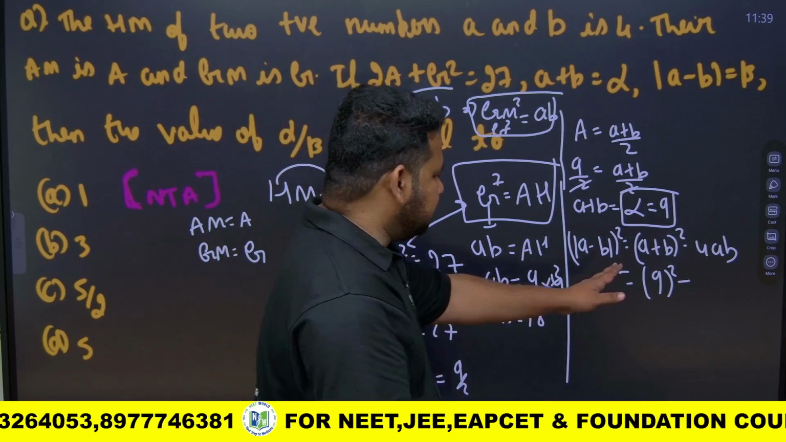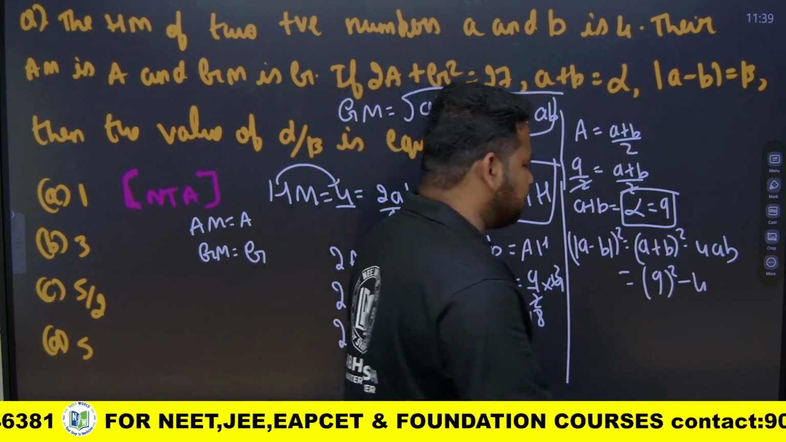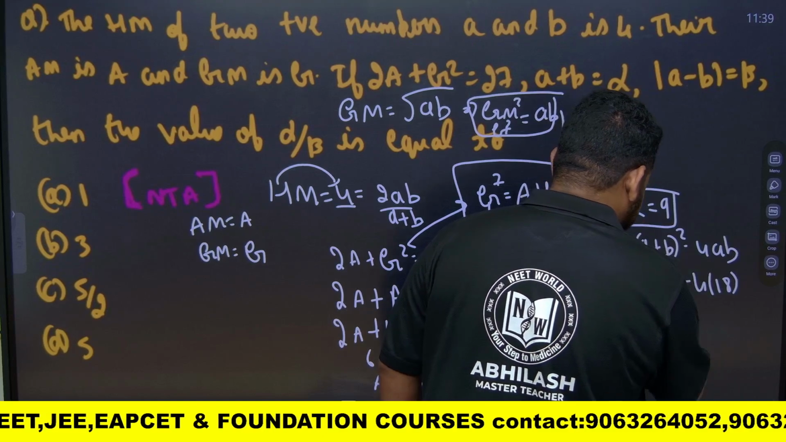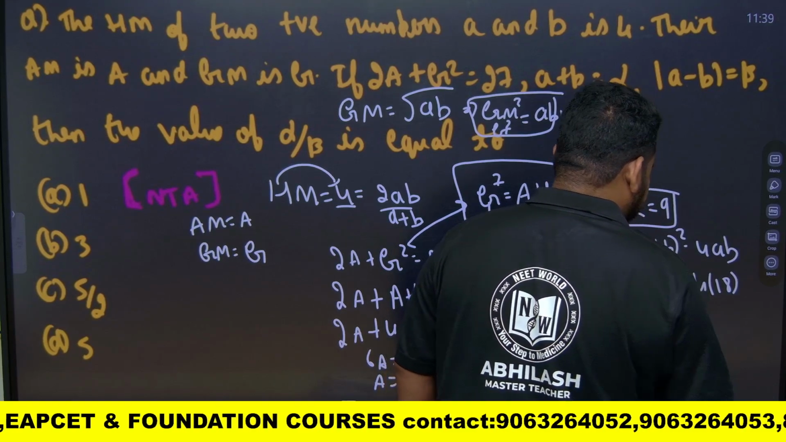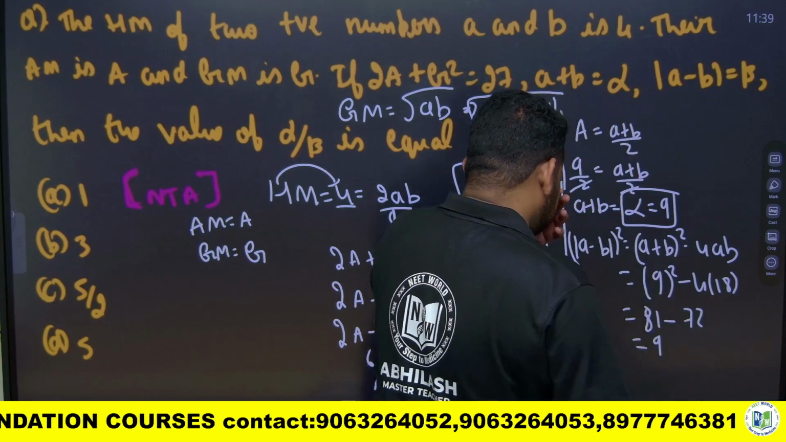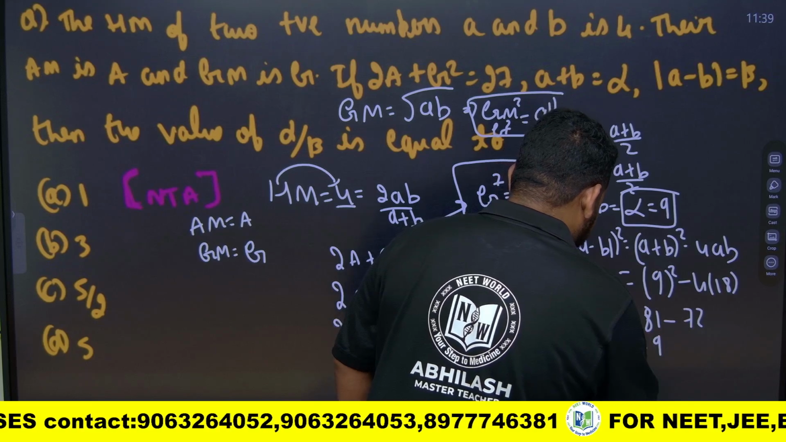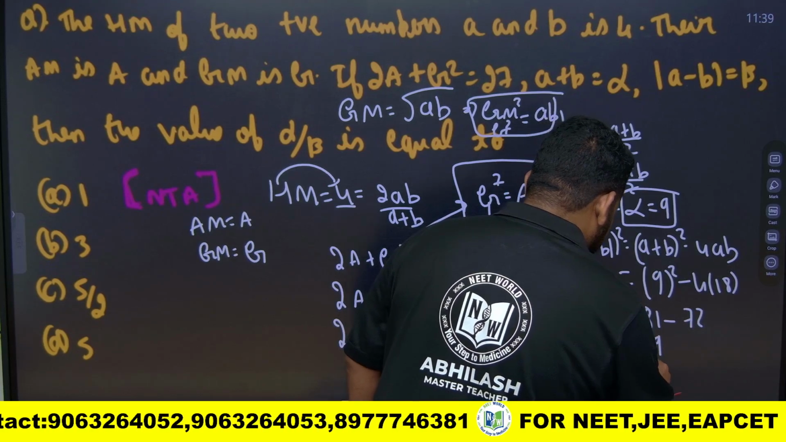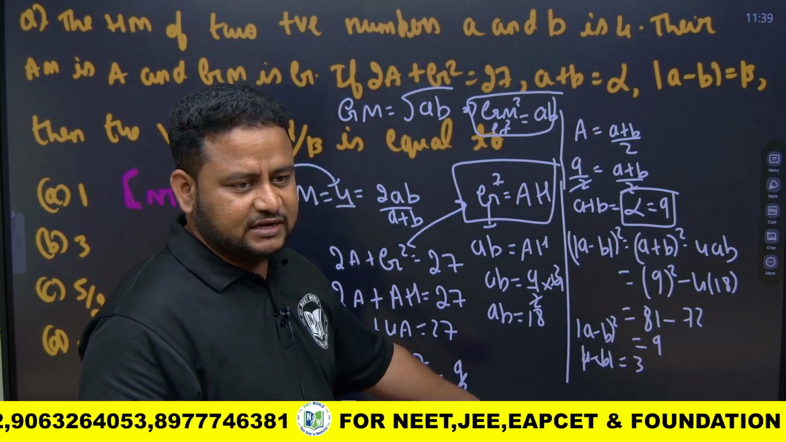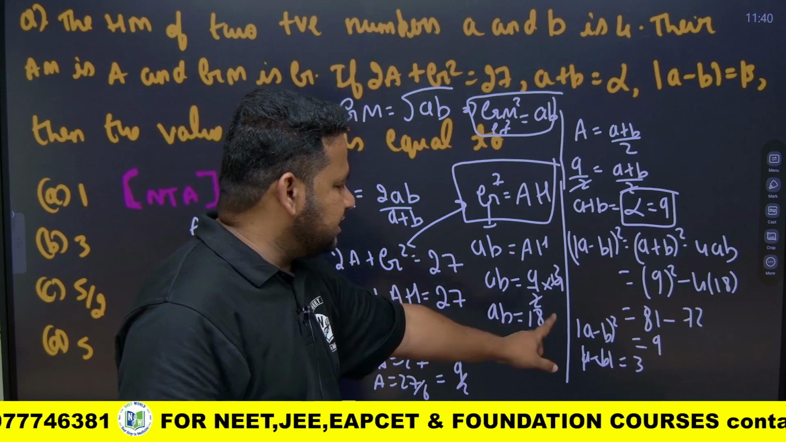So this will be 9 square minus 4 into AB. AB we got as 18, so 4 into 18. That is 9 square is 81 minus 18 fours are 72. So we get it as 9. So alpha minus beta whole square is 9. So alpha minus beta is equal to 3. We are not going to take it as minus because they are talking about positive numbers, so I will take it as plus 3 only.